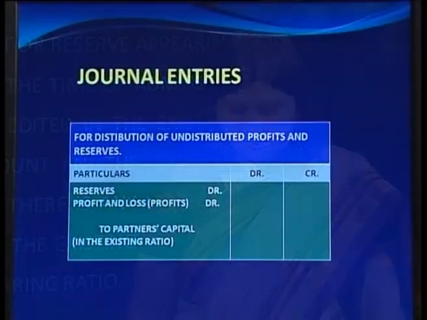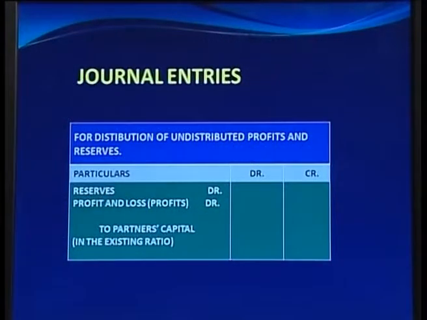So, these reserves and profits reflected in the balance sheet before the admission of the partner are to be distributed among the existing partners in the existing ratio. If it is profit, it shall be credited to the partners' capital accounts, and if it is a loss, it shall be debited to the partners' capital accounts. Our next step would be to learn the journal entries, that is, how with the help of a journal entry we can credit or debit the profit or loss respectively.